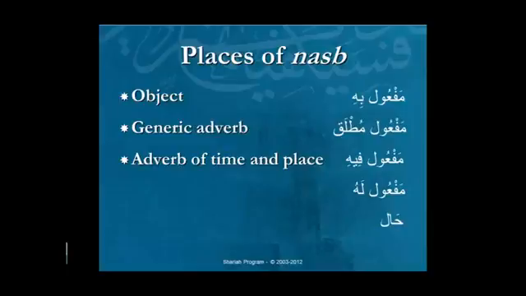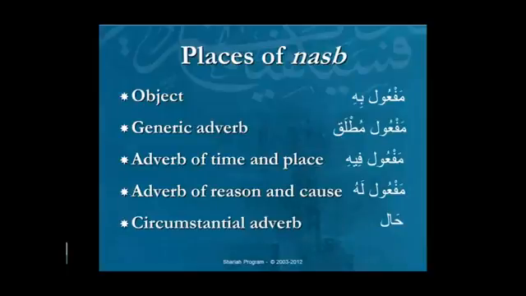Any of these words would be considered maf'ul fi, because they all indicate time or place. The reason and cause one, the example of that is I hit him for the purpose of discipline, Darabtuhu ta'diban, and that's called maf'ul lahu. The circumstantial one is the hal, and the example for that is ja'ani Zaydun rakiban, and rakiban means riding. Zayd came to me riding.